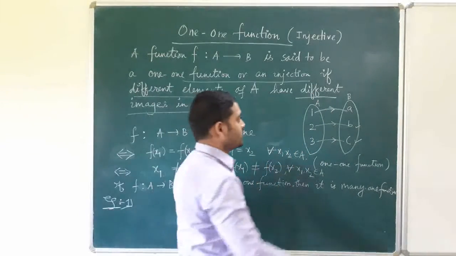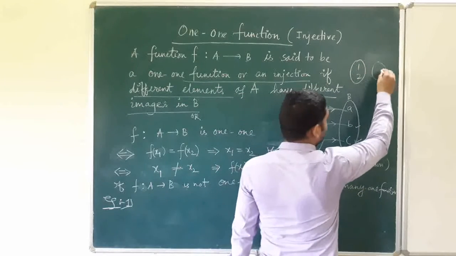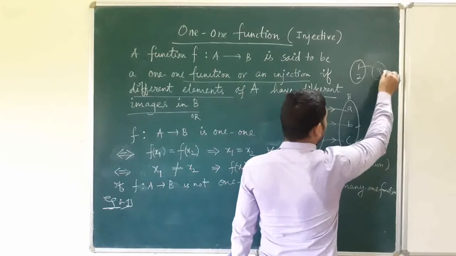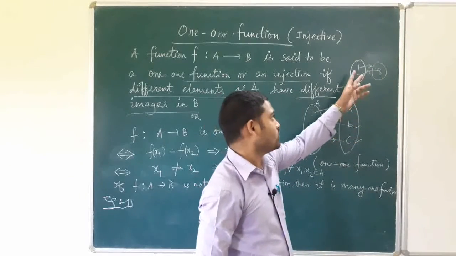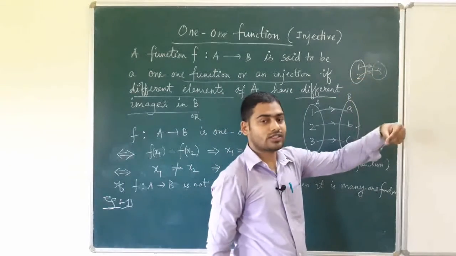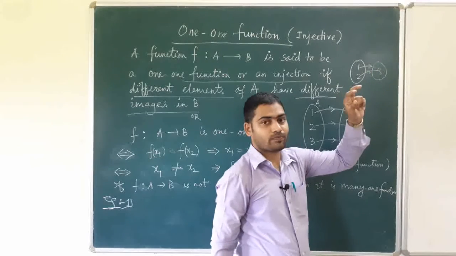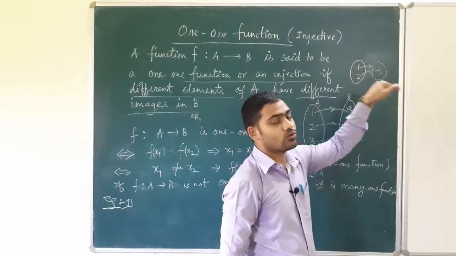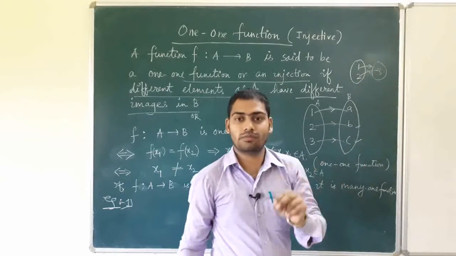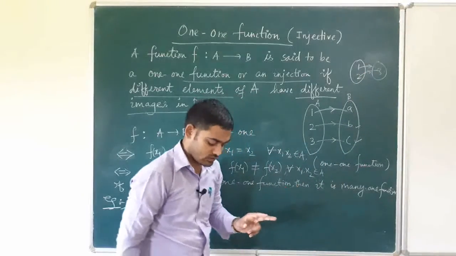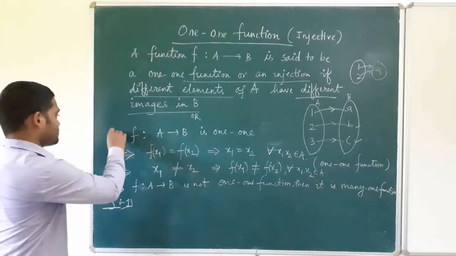If a function has elements 1, 2, 3, see, here you see two elements are related to the element 3. So here it is many to one. So this kind of function is called a many-one function. Okay friends, now you see this.